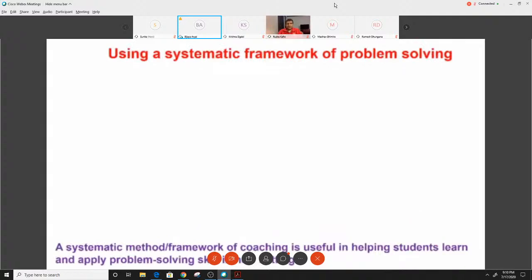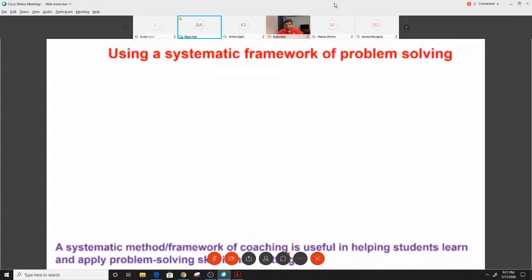As I said before, problems are not exercises, they are problems. So in order to help them learn in a meaningful way, so that they can apply it in other disciplines in their future, we must teach problem solving using some systematic way, some standard way.